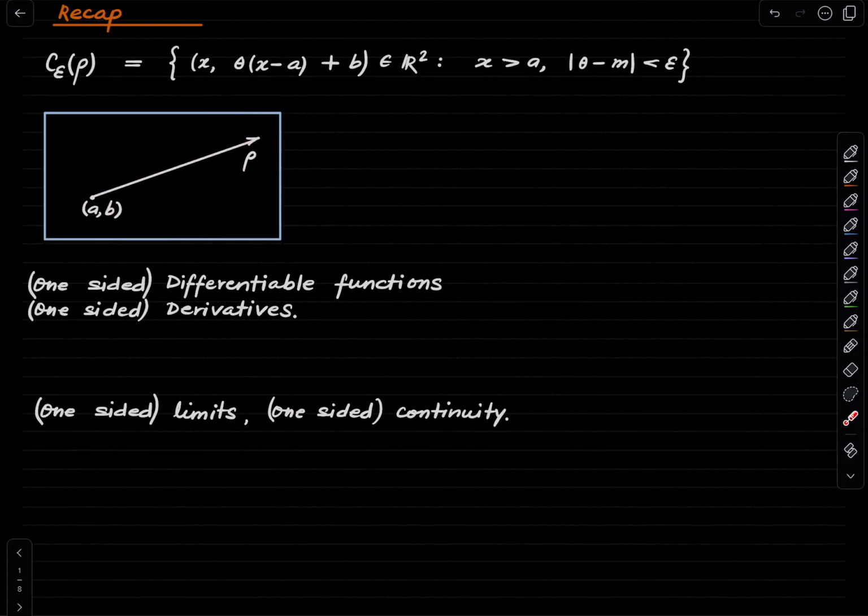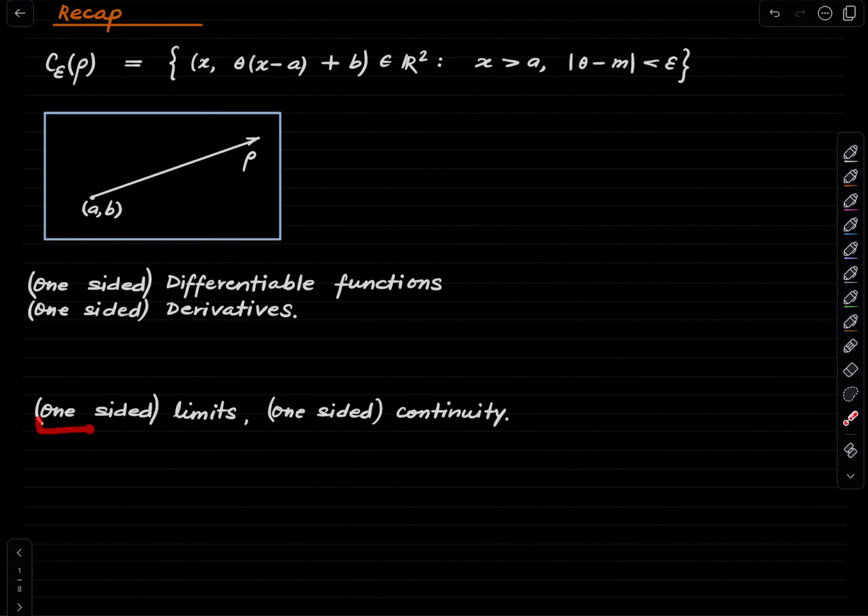So that was the definition of differentiability, and the derivative was the slope of this right tangent. We showed that there is going to be such a unique right tangent, and its slope is called the right derivative of the function. And by extension, one can define the two-sided versions and the left versions of the same concepts.